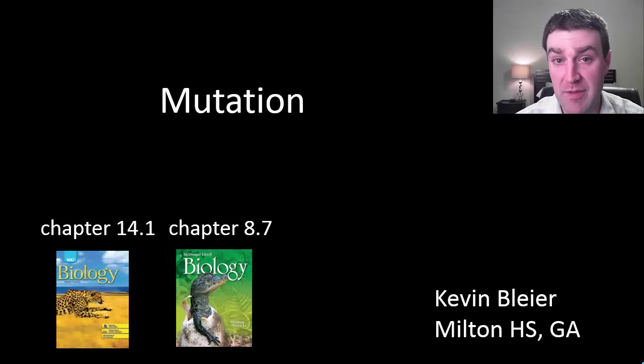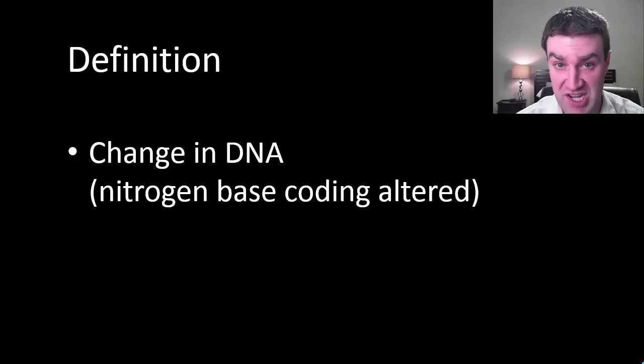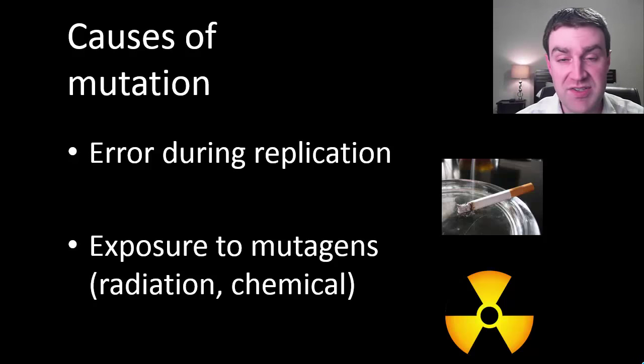So in this video, I'm going to talk about mutation. Mutations are any time the DNA code changes in some kind of way, altering the sequence of nitrogen bases, and that might have an effect on the protein we ultimately build. So let's talk about the causes of mutations first.